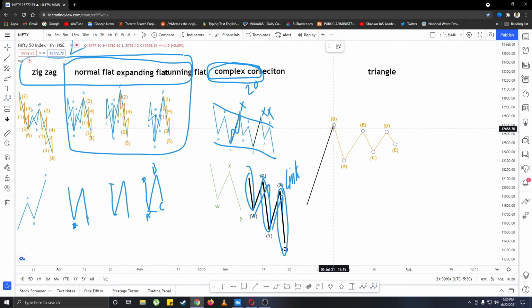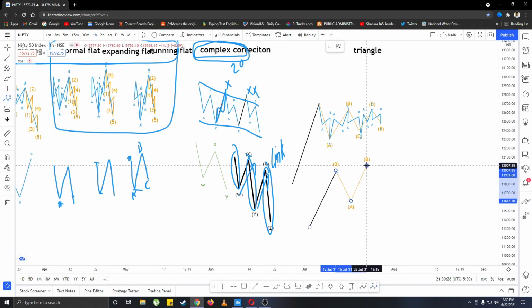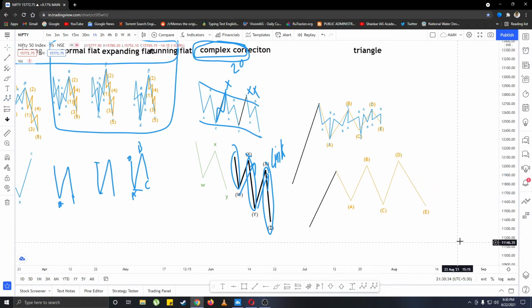The interior waves of a triangle are always corrective waves. That is A, B, and C. A, B, C, A, B, C, A, B, C, and A, B, and C. So this is how a contracting triangle looks. Then we can have an expanding triangle as well, which can be something like this. This is an example of an expanding triangle, and the first one is the example of a contracting triangle. So I hope everything is clear.